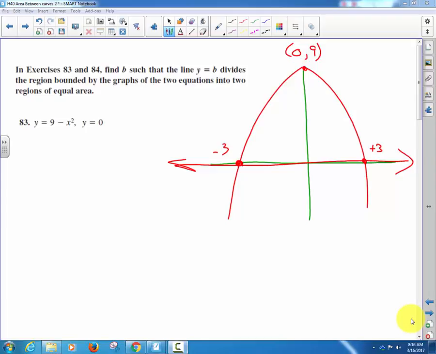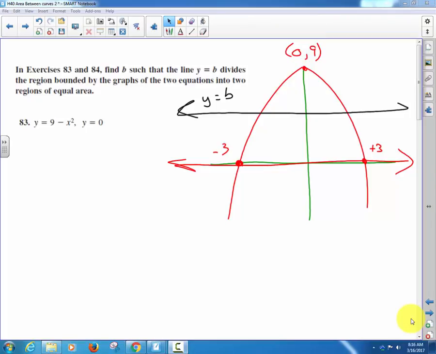Well, what does the problem say we're supposed to do? Find b such that the line y equals b. So what does the line y equals b look like? It's a horizontal line. So we're looking for some line in here somewhere. We don't know where. But what's special about that line? The area up here is going to be the same as the area down here.